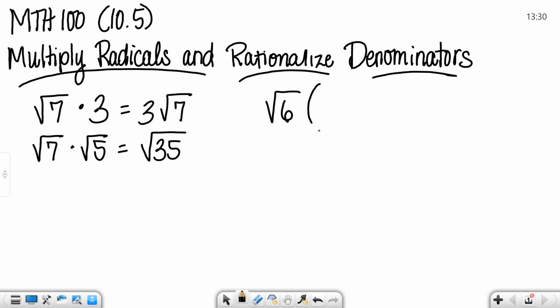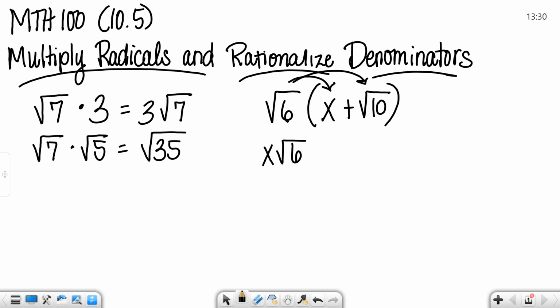If I have the square root of 6 and I want to distribute it through my parentheses, so I'm going to multiply square root of 6 times both of those. When you do that, square root of 6 times x, the x sits outside of square root of 6. You can't go inside because it's not a radical. You can multiply the square root of 6 times the square root of 10, and you get the square root of 60.